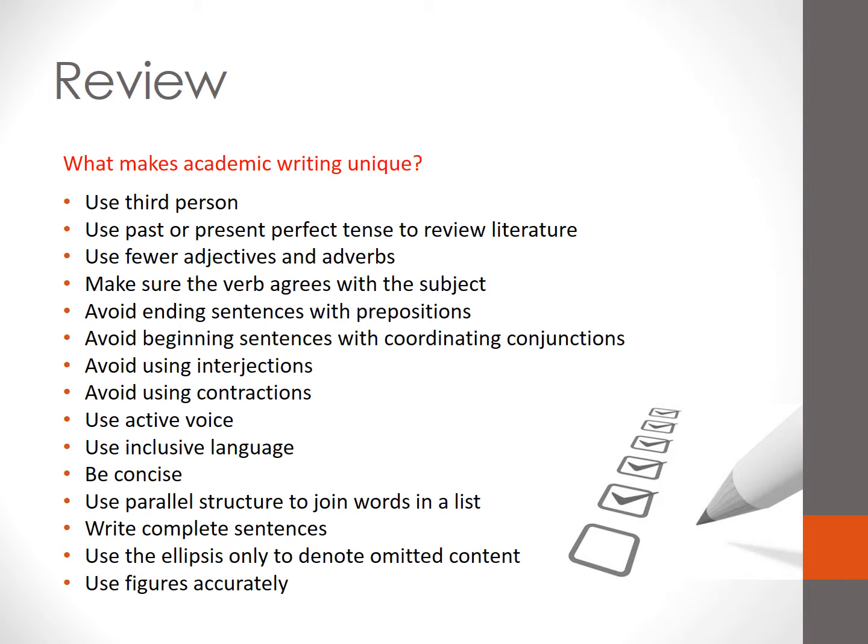This has been a presentation on the lower order concerns, or LOCs, of academic writing. What makes academic writing different from other styles of writing? Use third person. Use past or present perfect tense to review literature. Use fewer adjectives and adverbs. Make sure the verb agrees with the subject. Avoid ending sentences with prepositions or beginning sentences with coordinating conjunctions or fanboys.